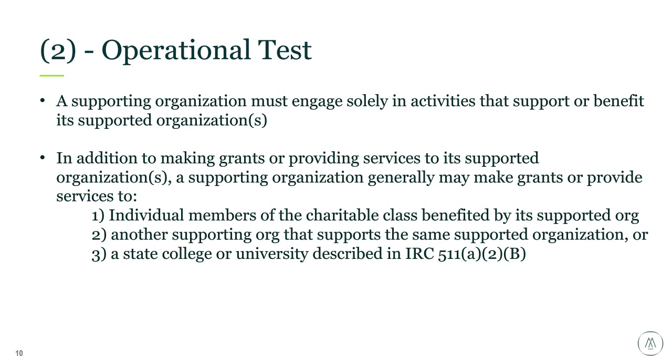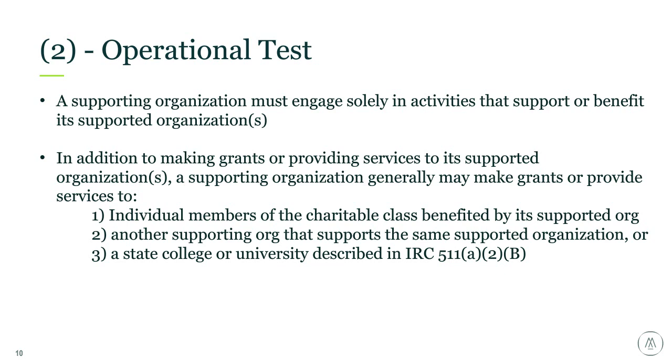In addition to making grants or providing services, a supporting organization can also generally make grants or provide services to the following. 1, individual members of the charitable class benefited by its supported organization. 2, another supporting organization that supports the same supported organization. And 3, a state college or university described in IRC Section 511. Evidently, the IRS wants to encourage giving to these organizations.